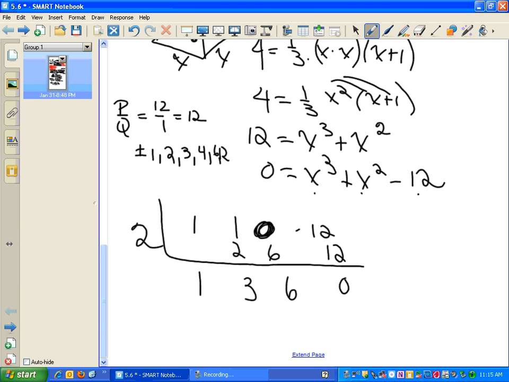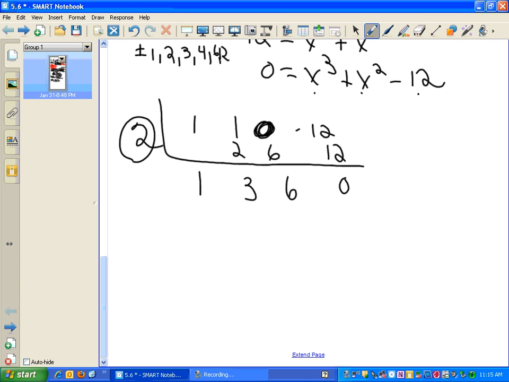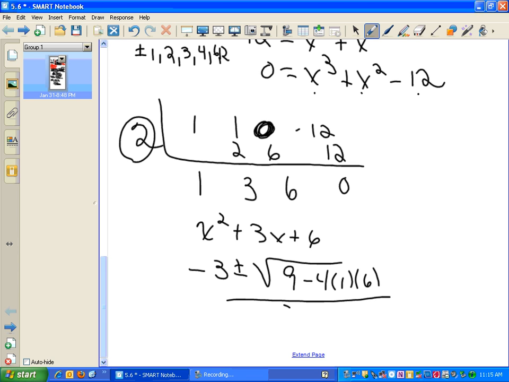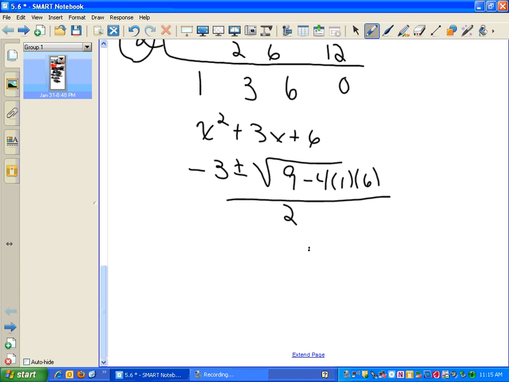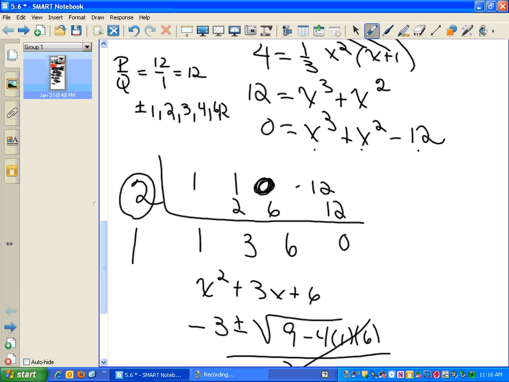Okay. That tells me that x can equal 2. Let's see what I'm left with here. This is x squared plus 3x plus 6. Can't factor that, so negative b plus or minus the square root of b squared minus 4ac all over 2a. Can you tell right away that this is going to be an imaginary number underneath there? Do you understand that this is going to be imaginary? So do I go any further? So what is my value for x? 2, because that is the 0 that works.